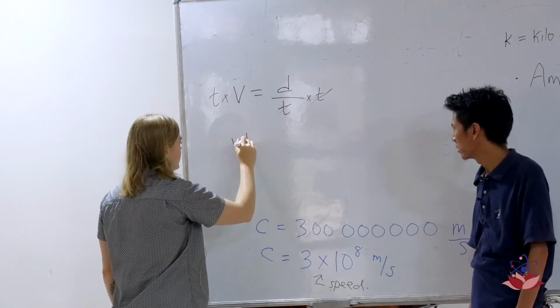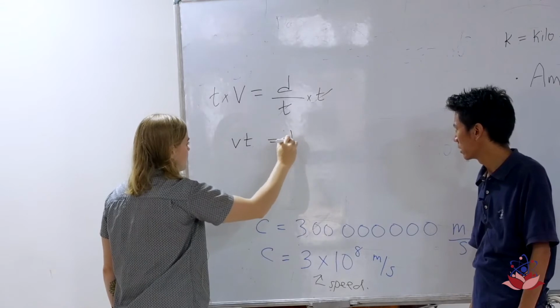So this side now looks like VT, and this side now looks like D.